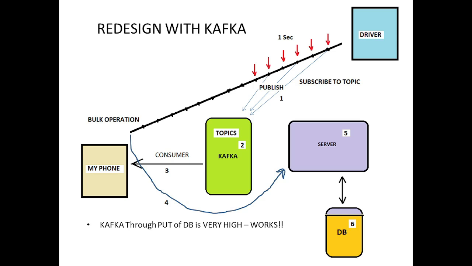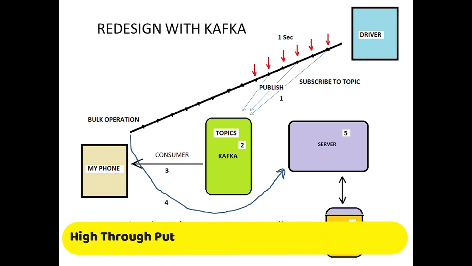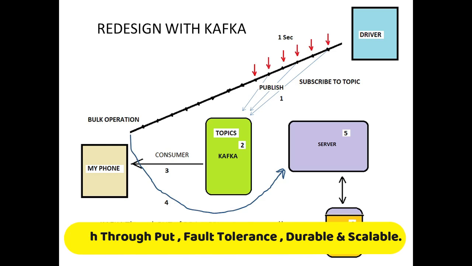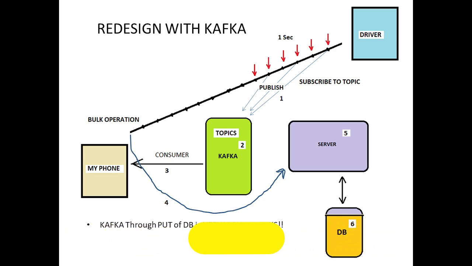The features of Kafka are high throughput and fault tolerance, which can be replicated, so data won't go missing; it is stored in multiple nodes, and it can take backups or replication. It is durable and it is scalable.